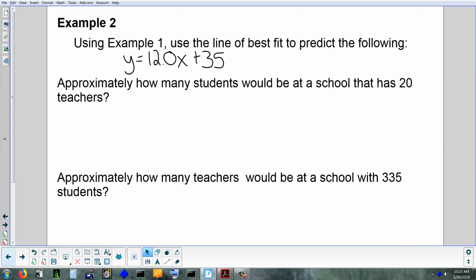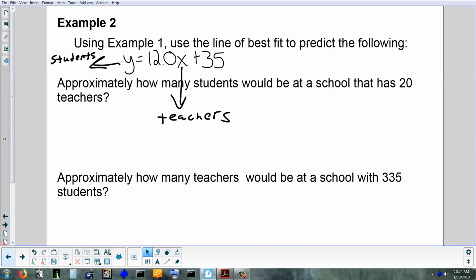So X is the number of teachers. If we label this, it'll make more sense. Y is the number of students. Now we can use this formula to predict how many teachers and students there are going to be in a school. It's not necessarily going to be perfect, but it's a formula. Maybe they figured it out using the graphing calculator like we did. They looked at a bunch of data and found a line of best fit.